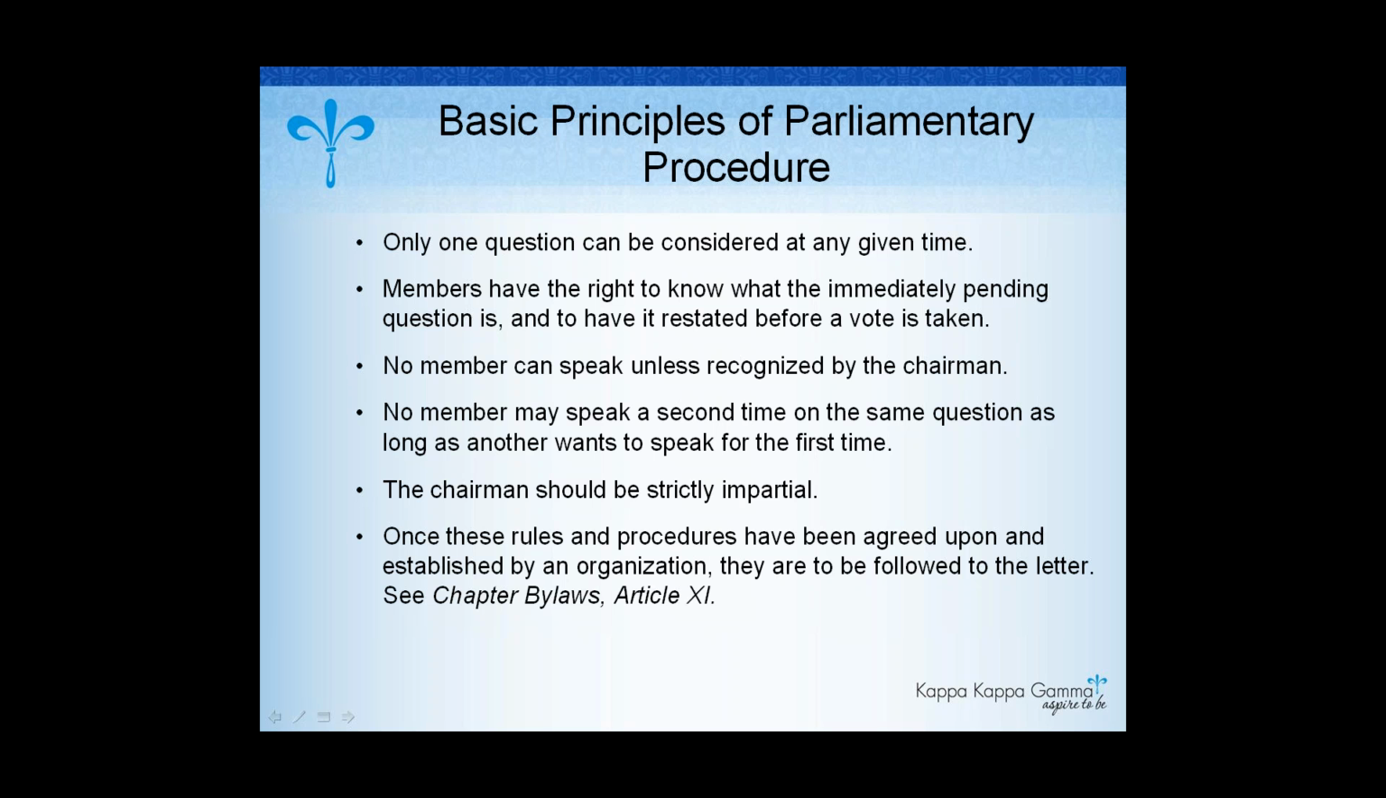The chairman should be strictly impartial, so usually whoever's running the meeting, normally the president, needs to be impartial. Their goal is to run an efficient meeting. And once the rules and procedures have been agreed upon and established by an organization, they are to be followed to the letter of the law. And again, that's in our chapter bylaws.